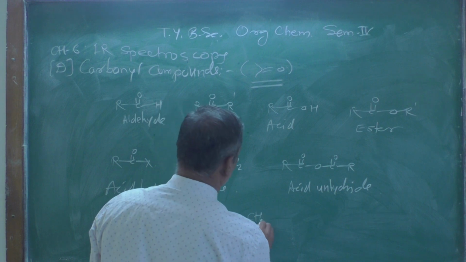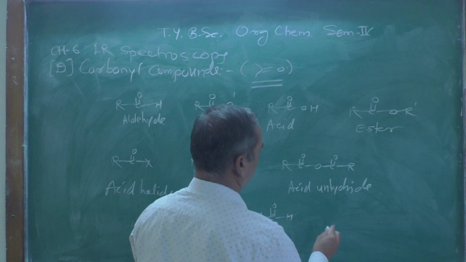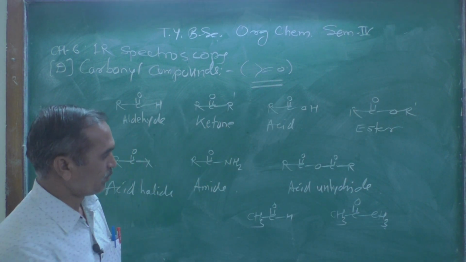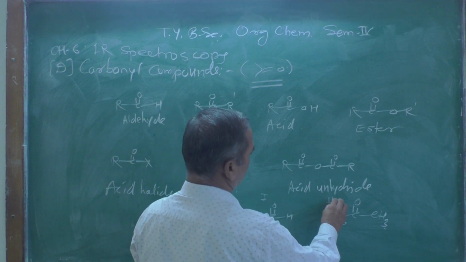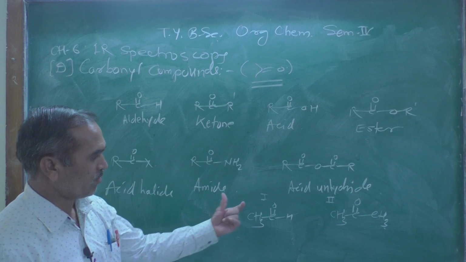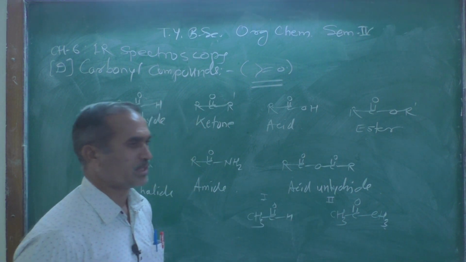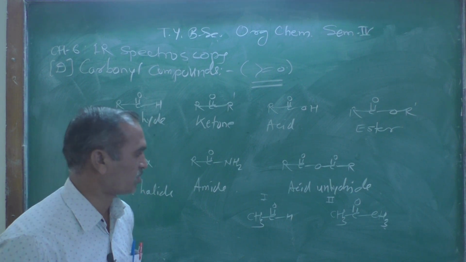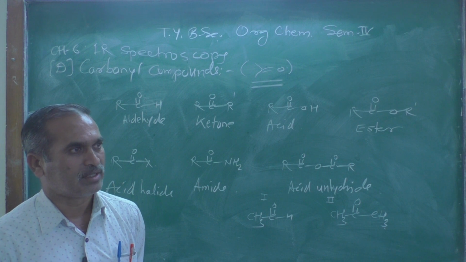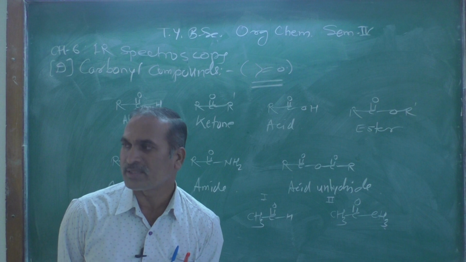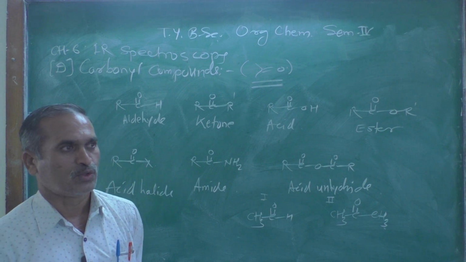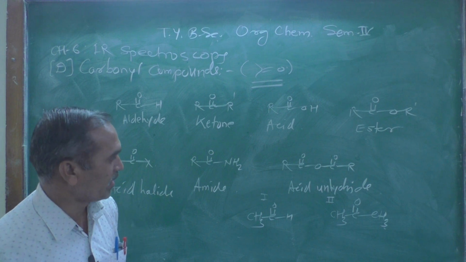Let's see this one, CH3 C double bond O H, and another one, CH3 C double bond O CH3. If you observe these two structures carefully, what do you see here? Look at both compounds: they contain a carbonyl group, which is common in both structures. And if you put these compounds separately, obtain a spectrum, and analyze that spectrum, what would you observe there?